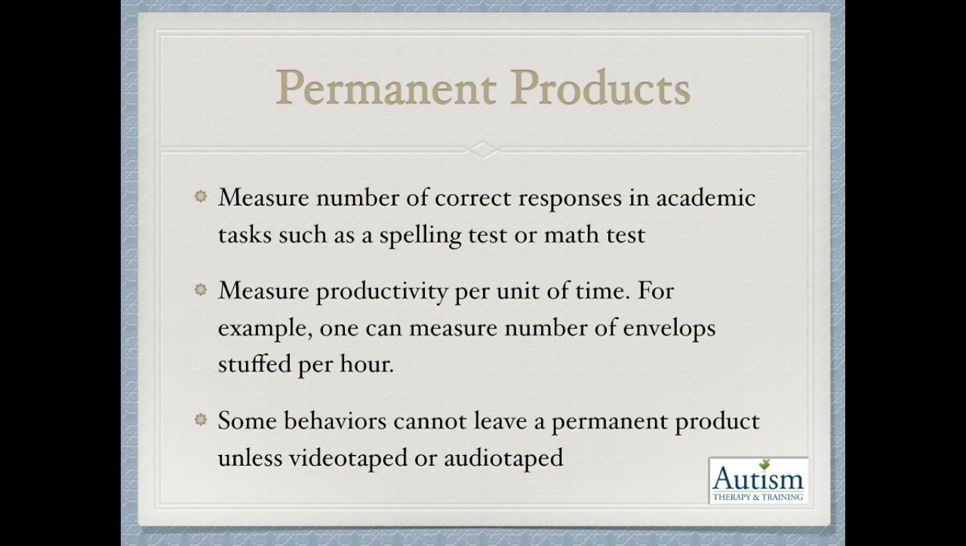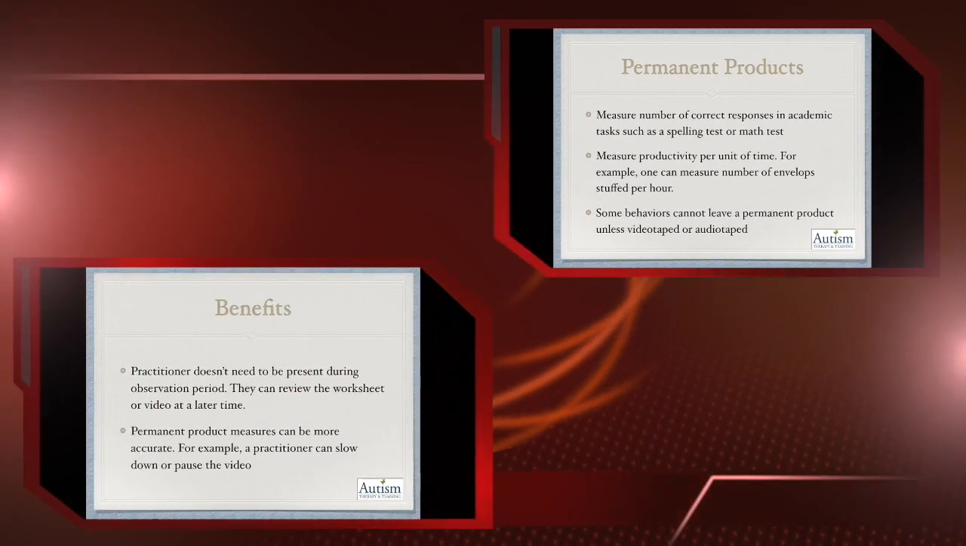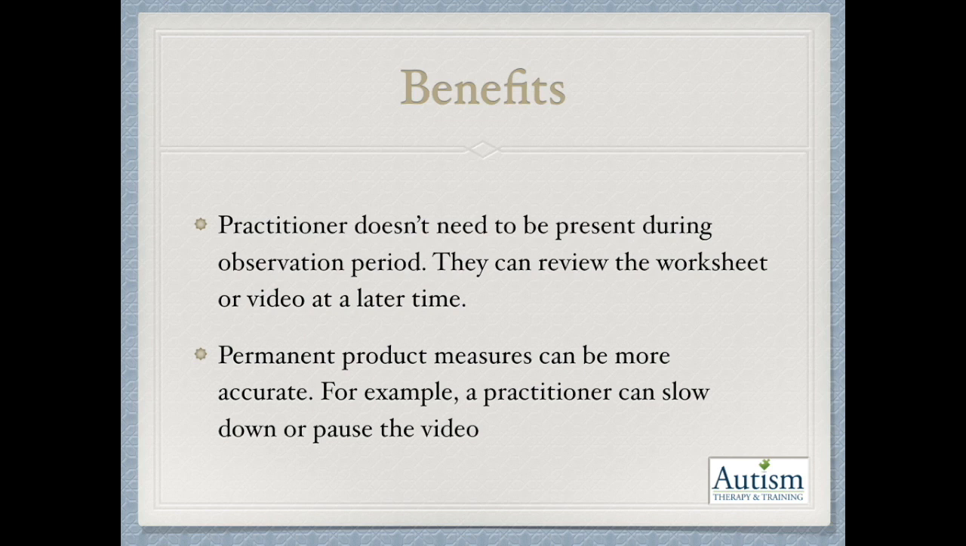They can be used to measure the number of correct responses in academic tasks such as spelling tests or math tests, and to measure productivity per unit of time. For example, one can measure the number of envelopes stuffed per hour. Some behaviors cannot leave a permanent product unless videotaped or audio taped. A benefit to permanent products is that it allows practitioners to be absent during the observation period. They can review the worksheet or video session at a later time. Permanent product measures can be more accurate. For example, a practitioner can slow down the video or even pause it to see.